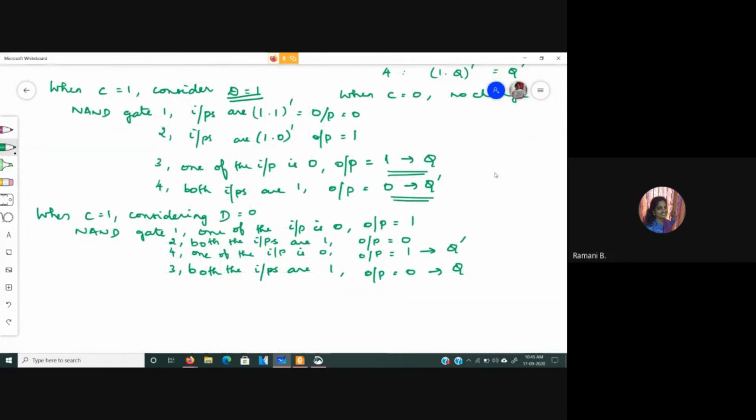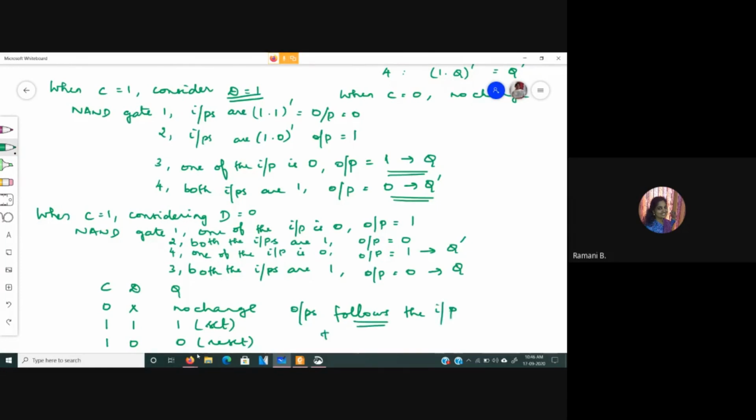Do you understand this? Yes, ma'am. Thank you, ma'am. For C is equal to 0 and D is don't care, your output is no change. That is, Q will remain as such. And for C is equal to 1, D is equal to 1, the output is 1, the set condition. And C is equal to 1, D is equal to 0, the output is 0, the reset condition. So the output follows the input. So we call this the transparent latch.